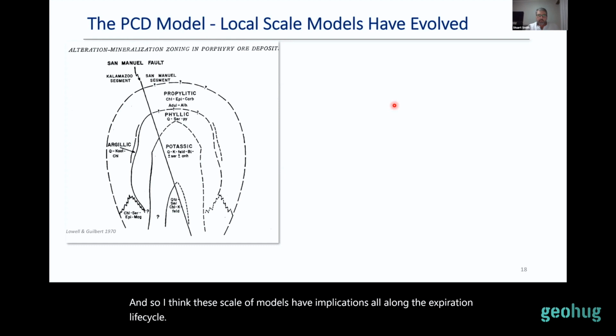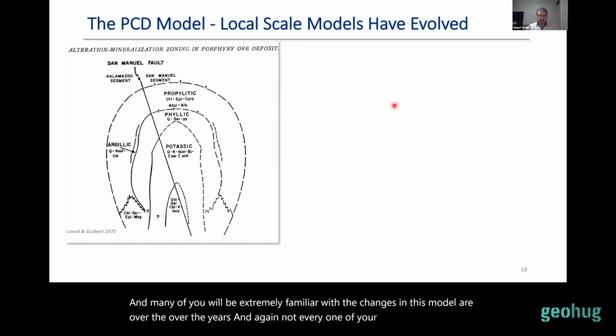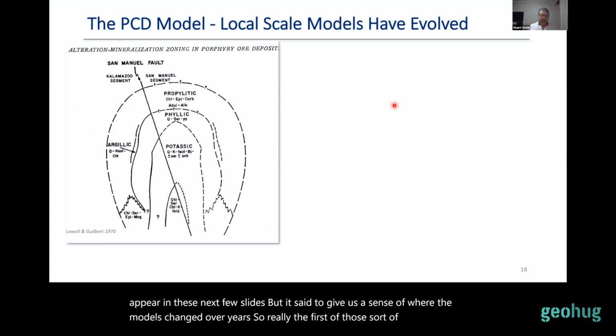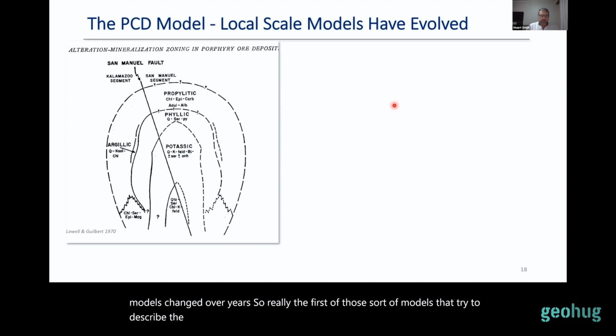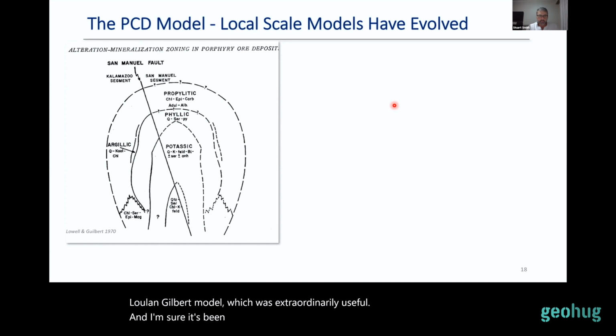And many of you will be extremely familiar with the changes in this model over the years. And again, not every one of your favourite diagrams will appear in these next few slides, but it's to give us a sense of where the model's changed over years. So really the first of those models that tried to describe the architecture or the nature of the system was the very famous Lowell and Gilbert model, which was extraordinarily useful, and I'm sure has been directly responsible for the discovery of quite a few deposits.